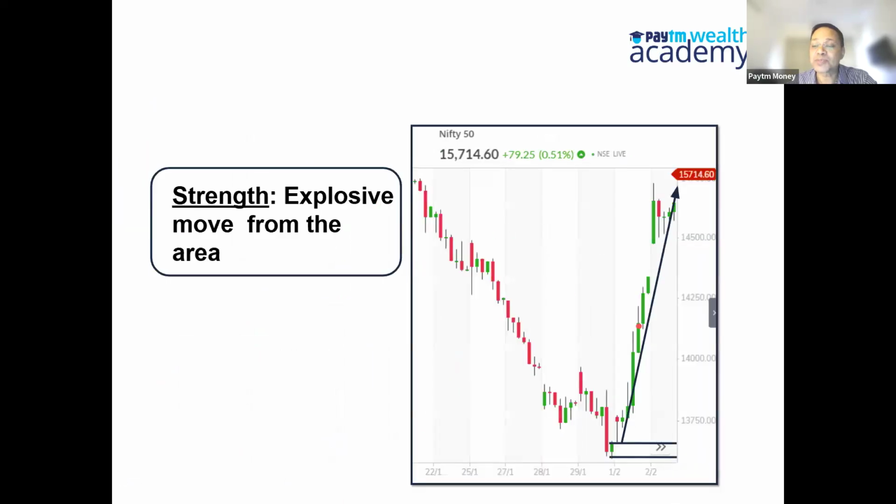So now strength, explosive. This is what we talked about, the strength of the zone. How explosive is the move from here? Do you see this is an explosive move? Yes or no, guys? Yes, yes. So it means this demand zone is very powerful. Very powerful, right? Because the price has moved like an explosion, like a rocket. That is the number one condition.